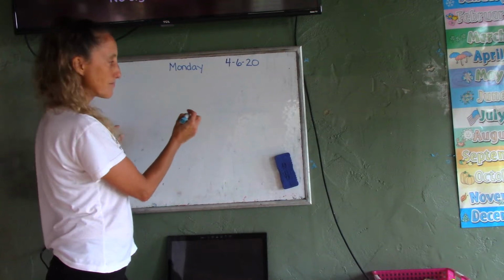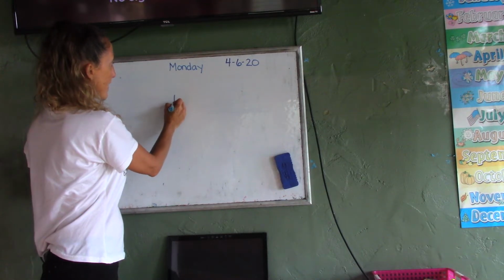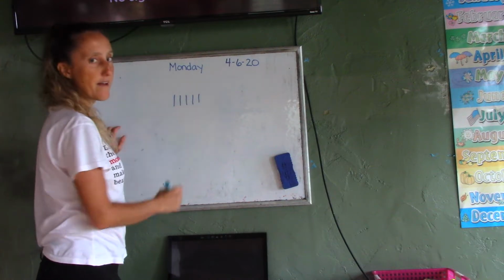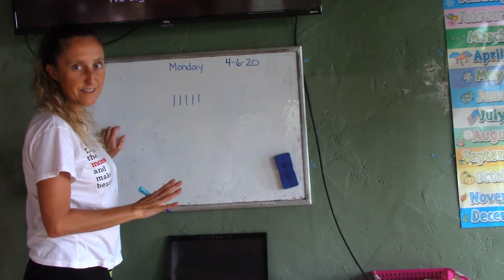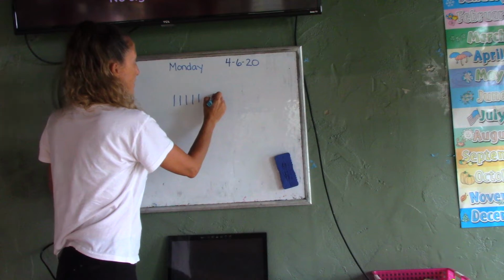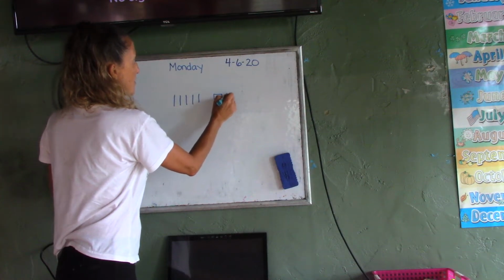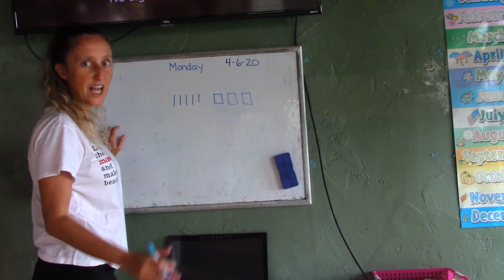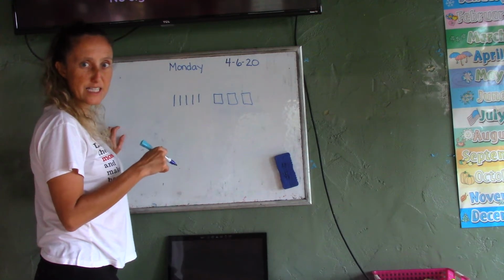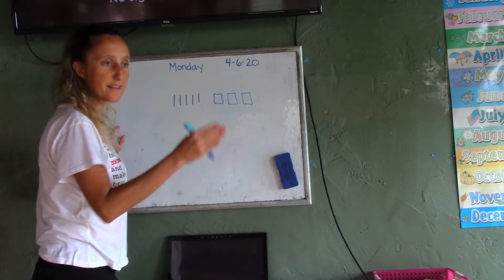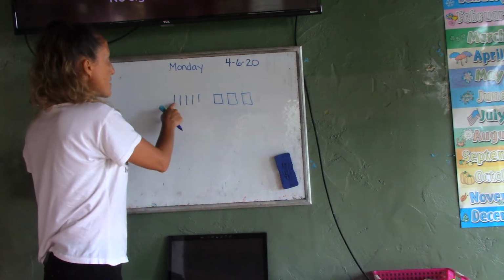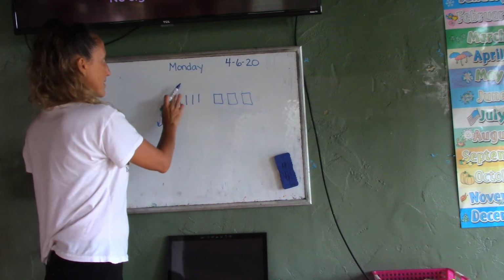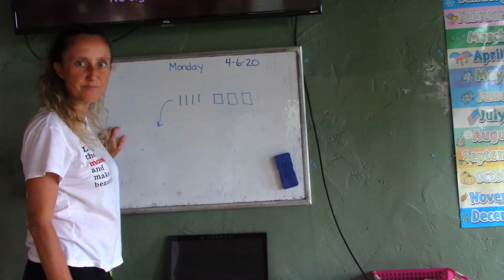There were 5 crayons. 1, 2, 3, 4, 5. 5 crayons on the table. And there were 1, 2, 3 books. Okay? And someone sat down at the table and hit the table, and it rocked, and one of the crayons rolled off the table. So it's not there anymore.